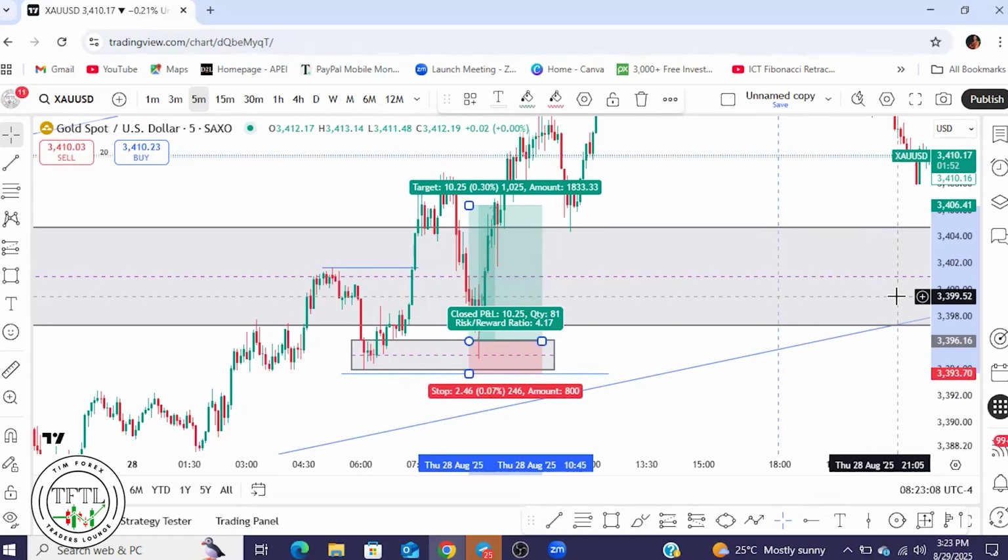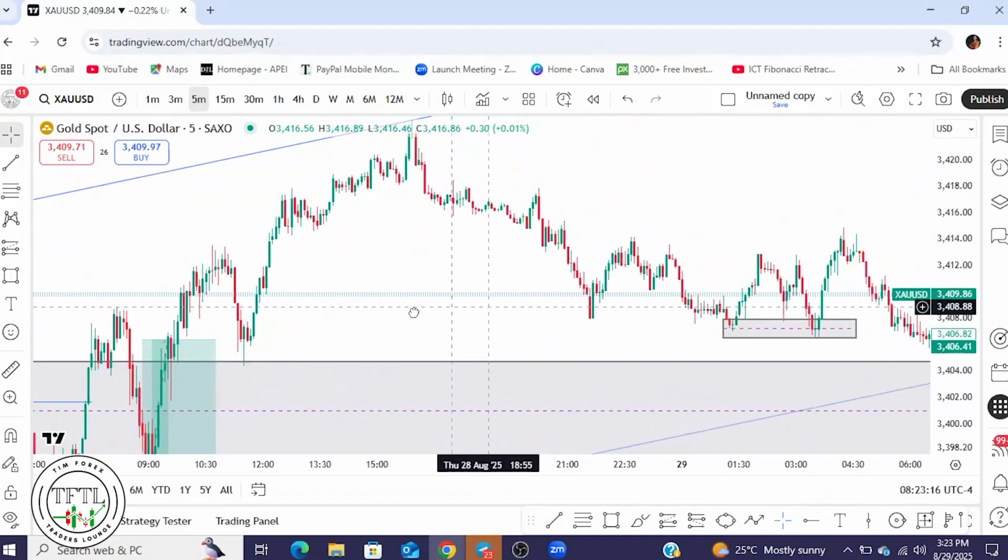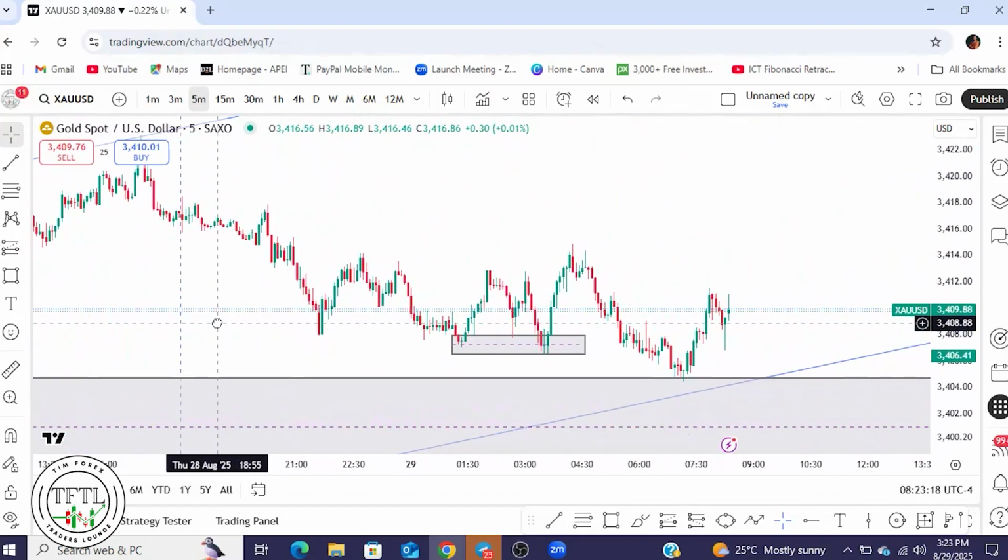So don't overtrade. That's the reason why I only look at 2 to 3 setups for gold on a weekly basis. That tells you I'm looking at about 300 pips on a weekly basis. That's all I want. I don't want more than that.